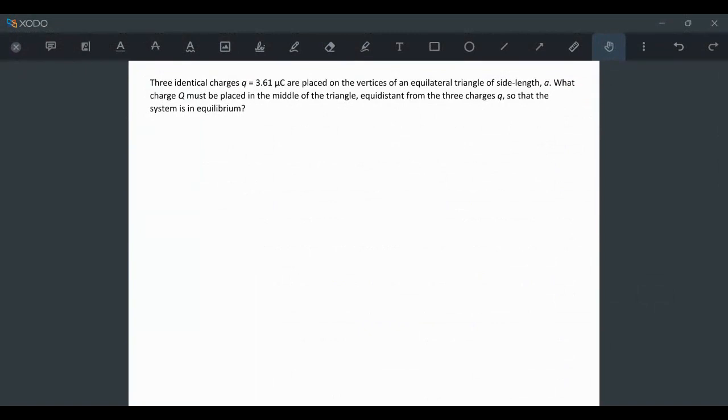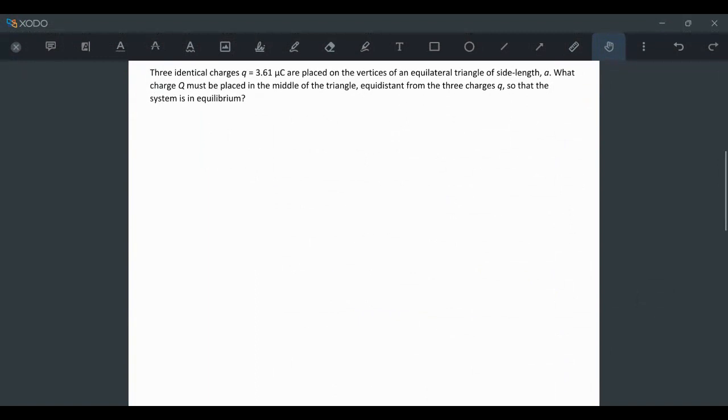Okay, so moving into electrostatics, specifically a question about the electrostatic force. So we were told that three identical charges denoted with the variable q, q being 3.61 microcoulombs, are placed on the vertices of an equilateral triangle of side length A. We're then asked what charge, capital Q, must be placed in the middle of the triangle, equidistant from the three charges q, so that the system is in equilibrium.